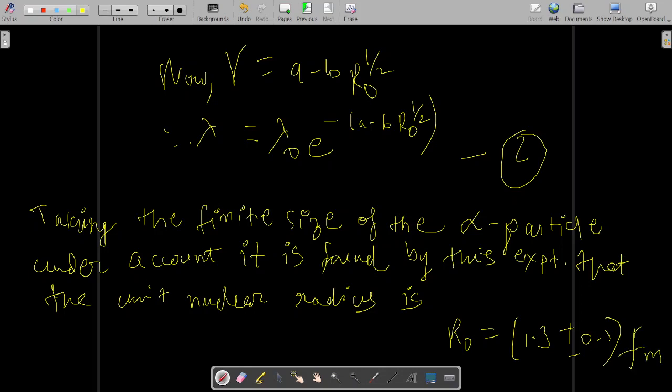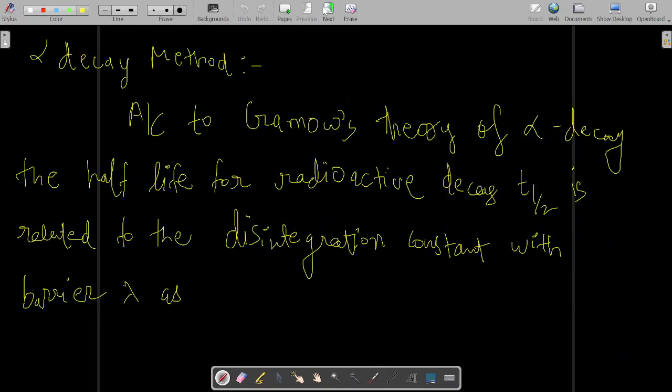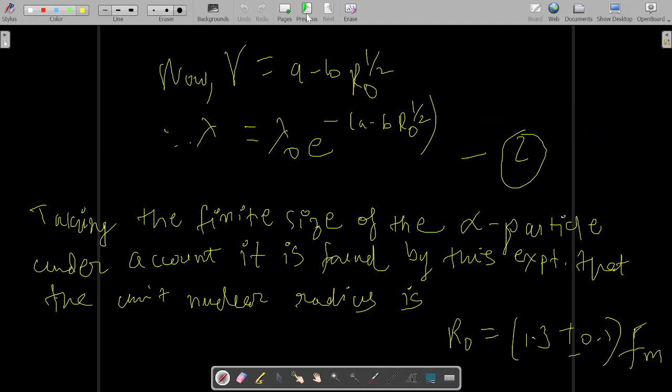This part you have to simply copy down and mug up. These three slides you have to just copy down as it is and mug up. Not even numericals are asked based on this.